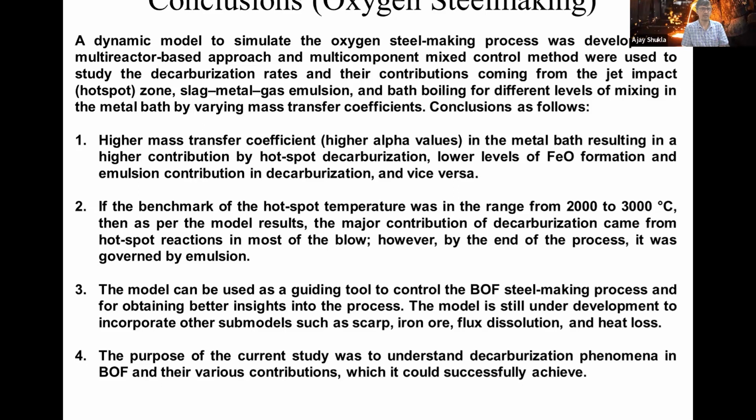degrees centigrade. Then, as per the model results, the major contribution of decarbonization comes from hot spot reactions in most of the process. However, by the end of the process, it was governed by emulsion. This model is still under development, and can be used as a guiding tool for the BOF process by incorporating more and more details. But our objective was to understand the decarbonization phenomena and its contribution coming from the hot spot zone versus emulsion and other bath boiling, and we were able to predict it in a very efficient manner.